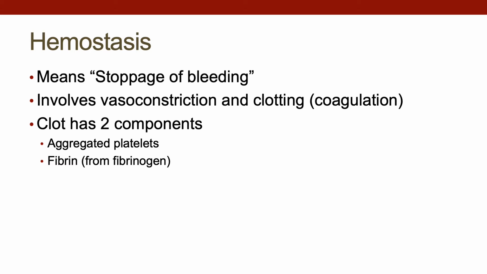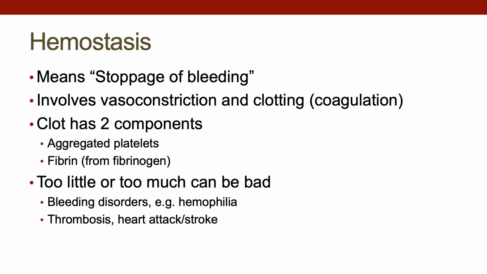Now, if you break down the clotting, there are also two processes that go into clotting, and those are platelet aggregation and a fibrin clot that's formed from fibrinogen. A final point about hemostasis is that it needs to be tightly regulated, because either too little or too much is bad for the organism. If there's too little, it can lead to hemophilia, but too much can lead to thrombosis or heart attack or stroke.